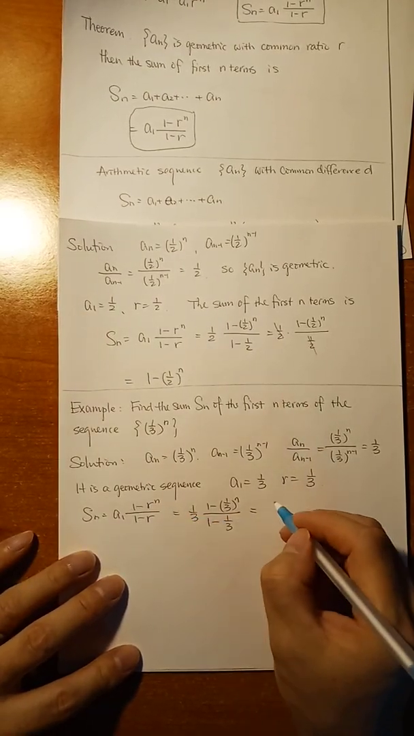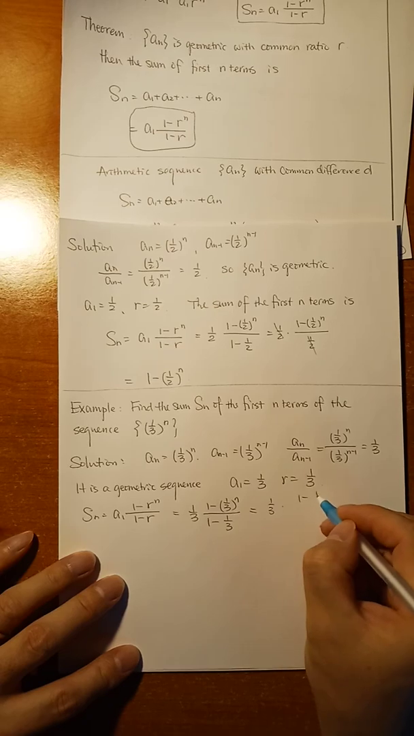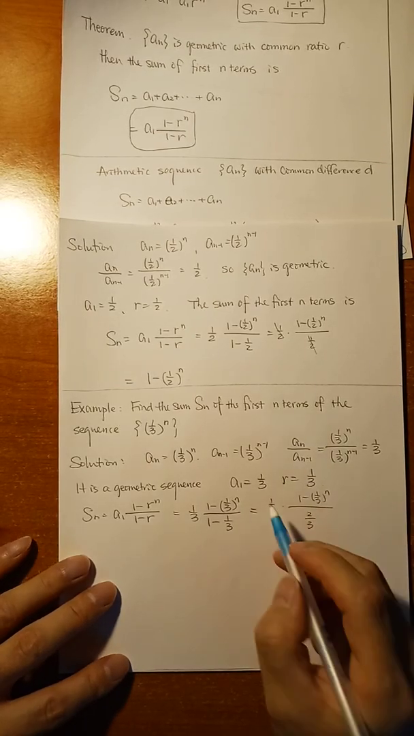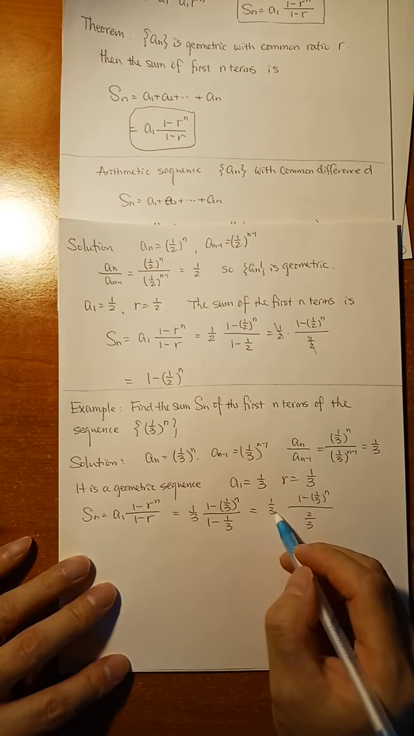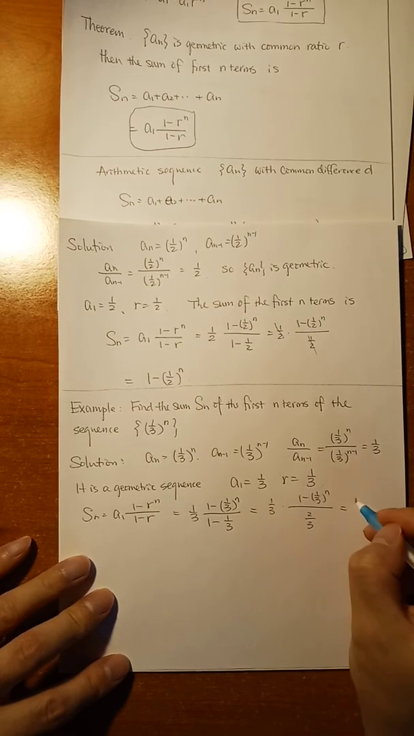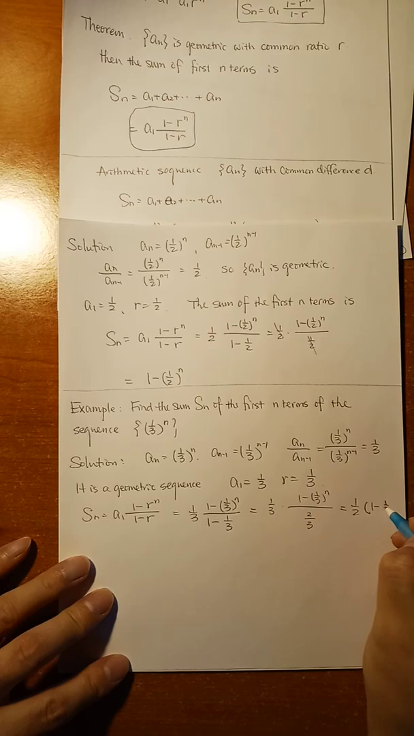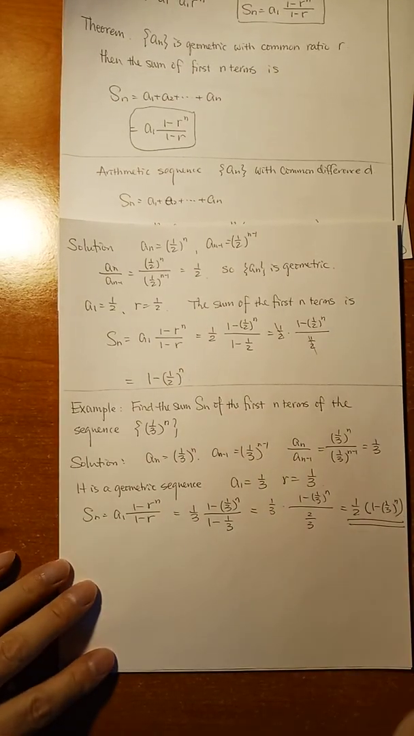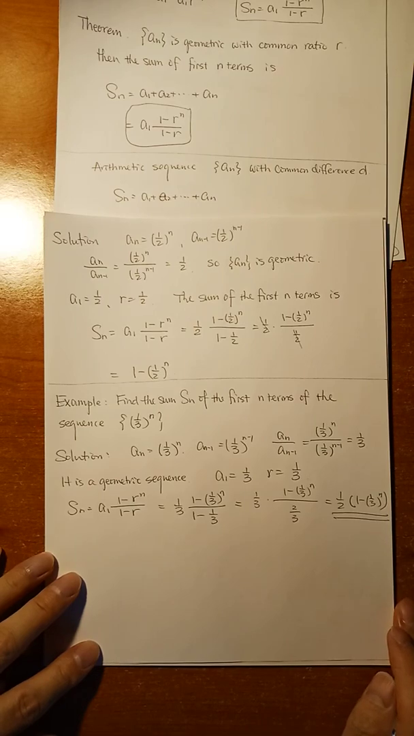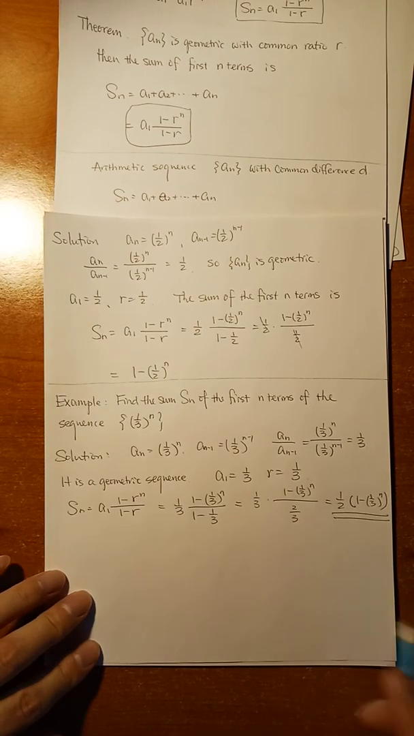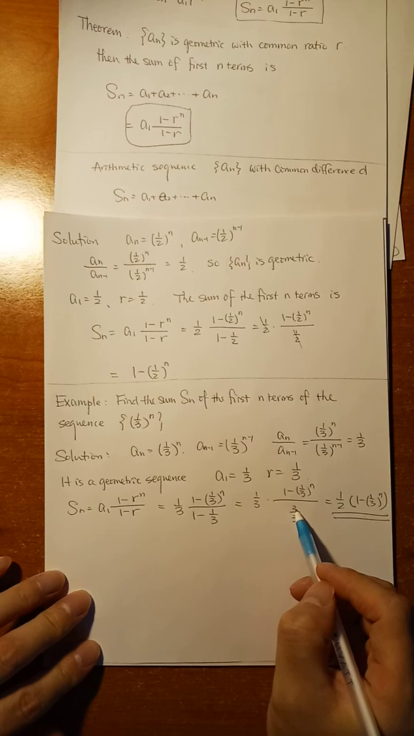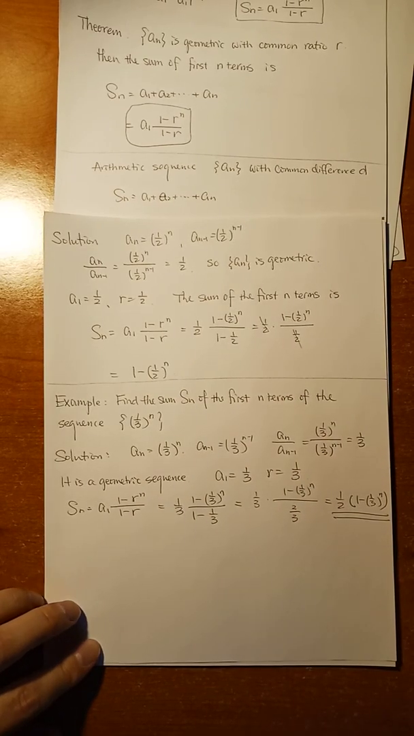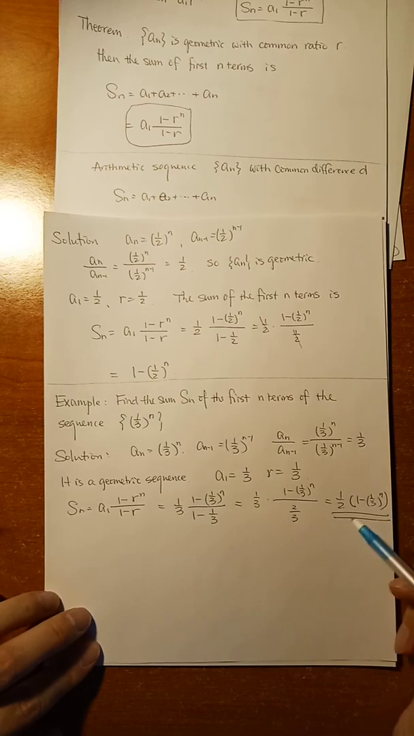So we have 1/3 times 1 minus 1/3 to the nth power, and the denominator is 2/3. 2/3 is the denominator, and you multiply it by 1/3, so it's 1/2 times 1 minus 1/3 to the nth power. Okay, so this is the sum of the first n terms. You cancel 1/3 and 1/3, you still have a 2. 2 is in the denominator, so it's 1/2. All right, so that is the answer.